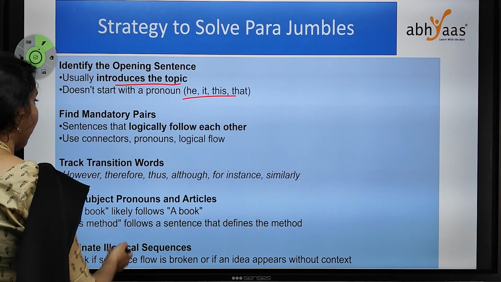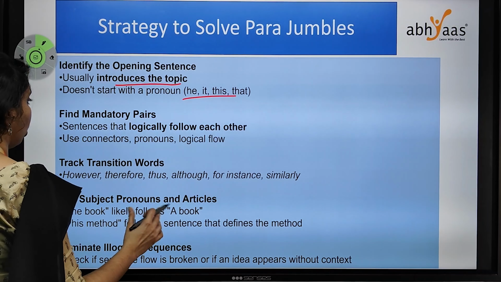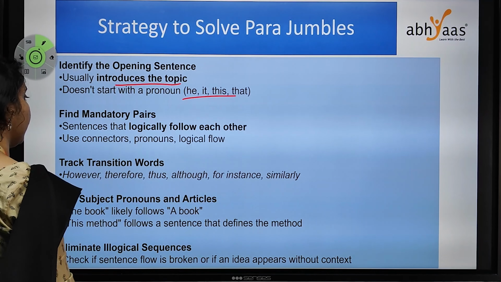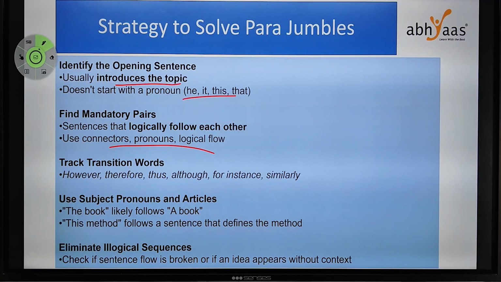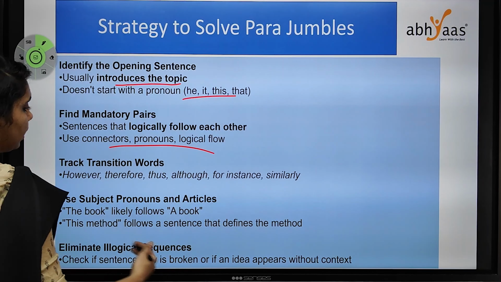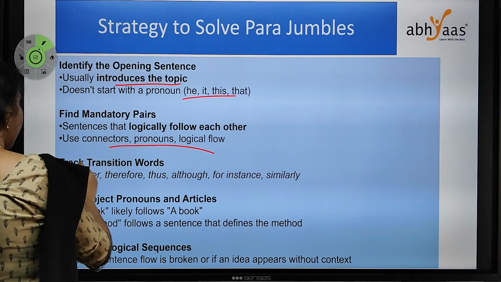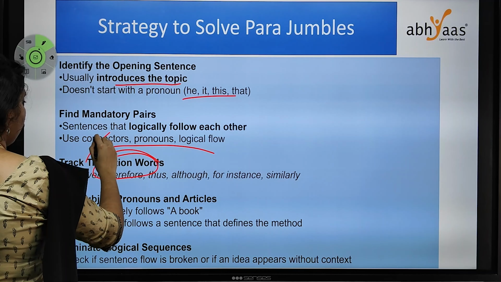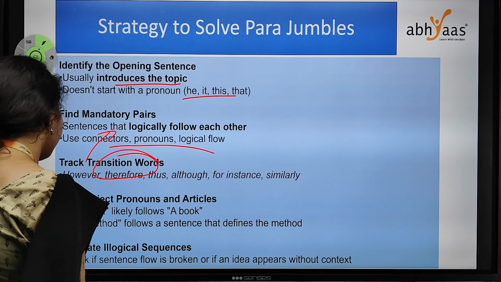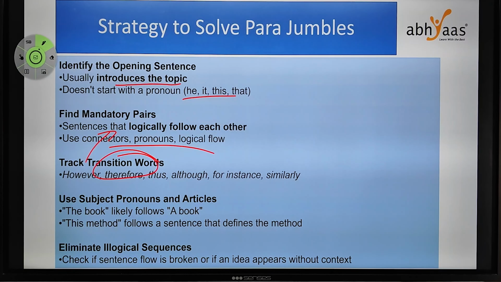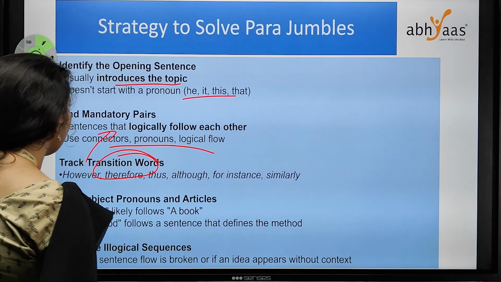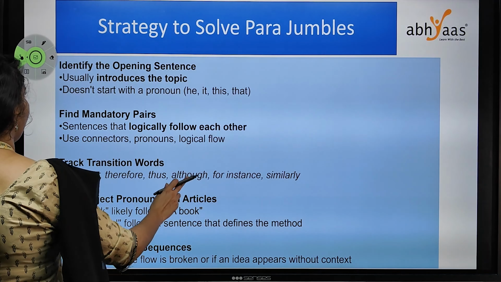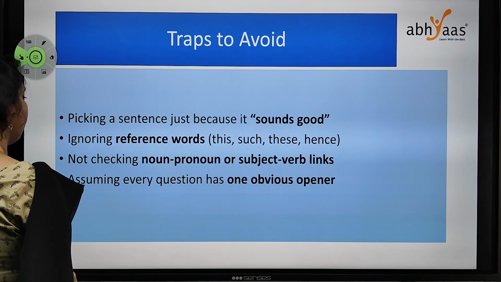And then you can have some mandatory pairs that logically follow each other. They have connectors, pronouns, and logical flow. And then you have transition words like however, thus. With the help of transition words also you can connect logical pairs. And then of course you can use subject, pronouns, and articles, and you can eliminate the illogical sequence. Let's just do some questions, then you will understand.